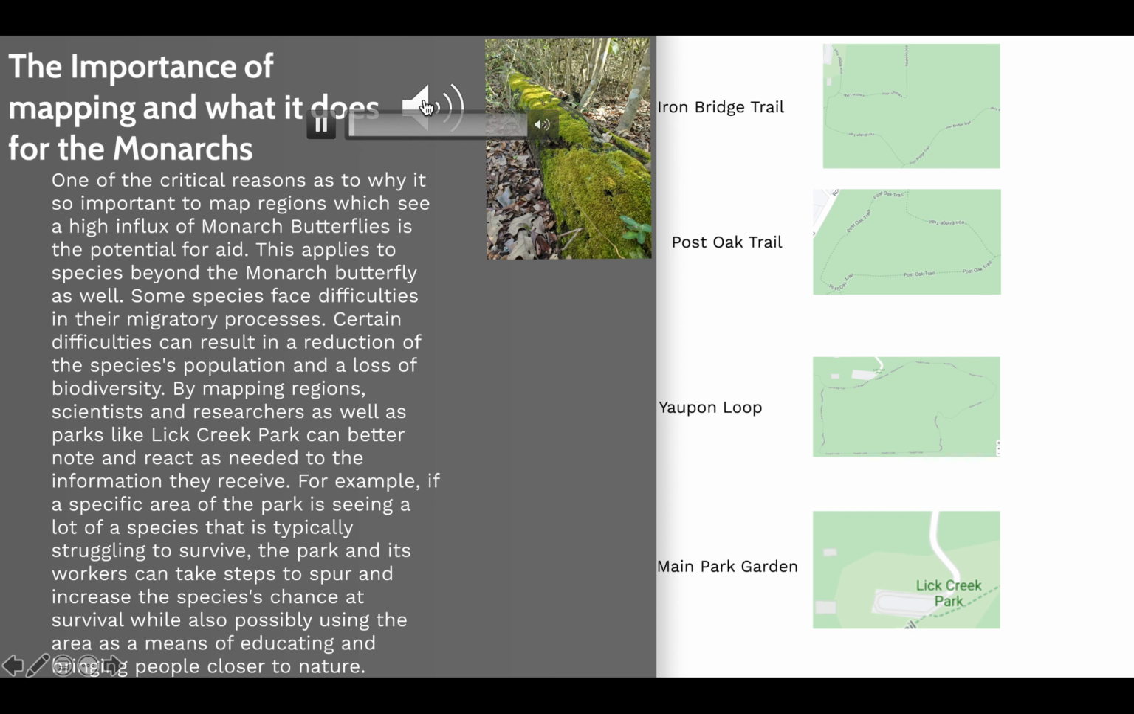The long-term goal of our project was to identify the importance of mapping and what it does for monarchs. So essentially what this slide is saying is it talks about how scientists will map out certain regions of parks, like Lick Creek, or other parks in other regions in other states and territories. Basically, they survey the area, they see what species are struggling, and which are thriving. They seek to find balance in order to attract more monarchs and help them in their processes of travel and migrating, as well as reproduction.